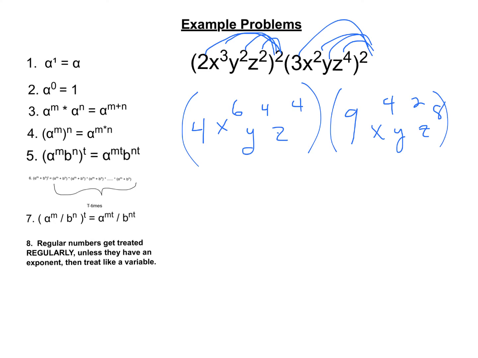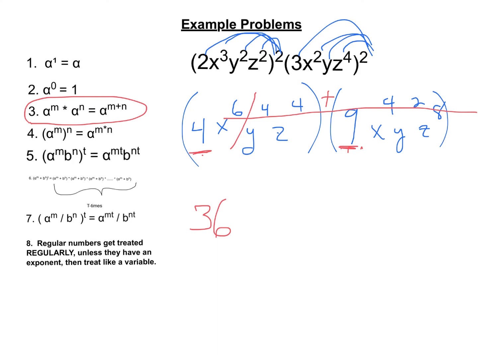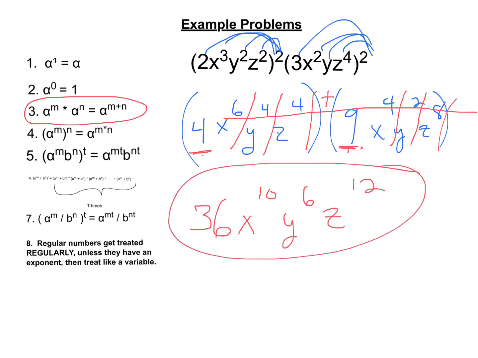Now, here's where we're going to be very careful. We're multiplying here. So regular numbers get treated regularly. So 4 times 9 is 36. Now here's where we're going to apply law number 3, because they're on the same level here. We're just multiplying, so we're going to add. So if there's 6 x's here and 4 x's here, that means there's 10 in total. 4 y's here, 2 y's here is y to the 6th. 4 z's here, 8 z's here are 12 z's. Done.